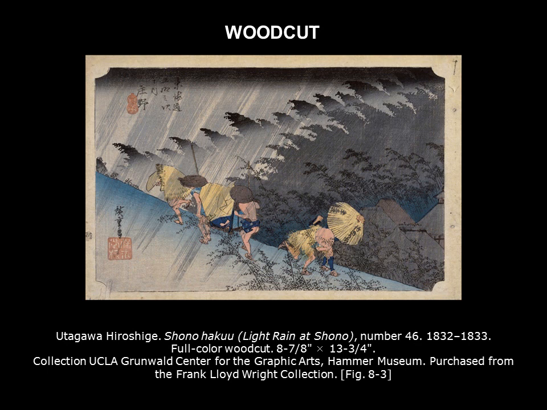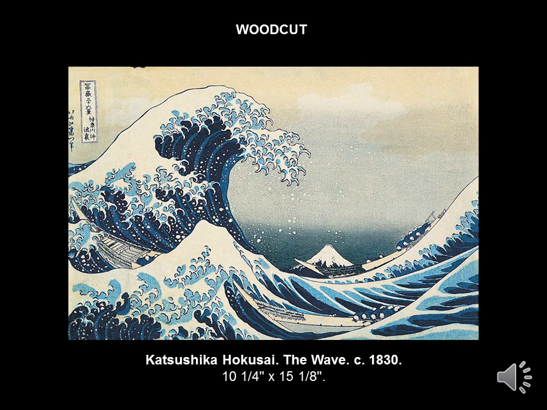This woodcut was made from 4 separate blocks. The lightest color usually goes down first, and the artist will finalize with the black ink on top. This is one of the most well-known prints around. It's a woodblock print from Katsushika Hokusai titled The Wave from around 1830.